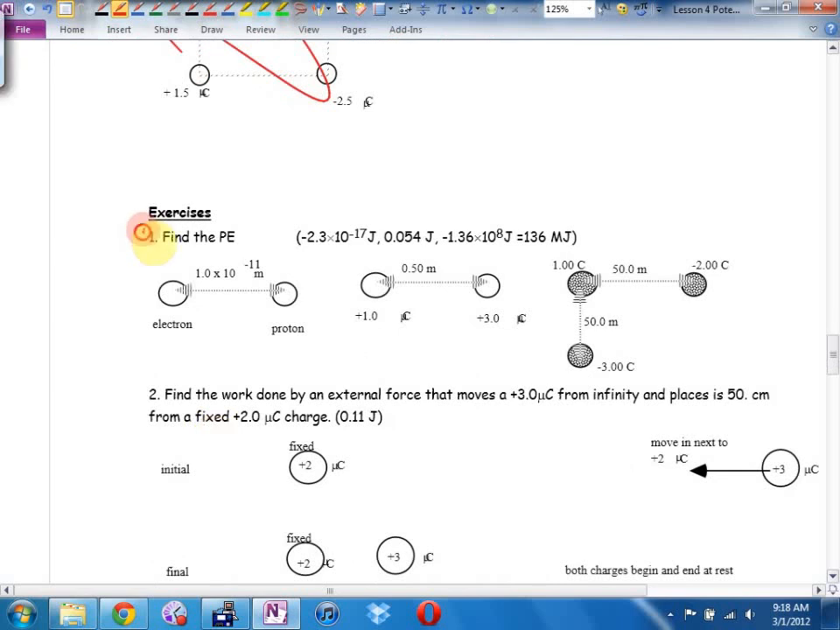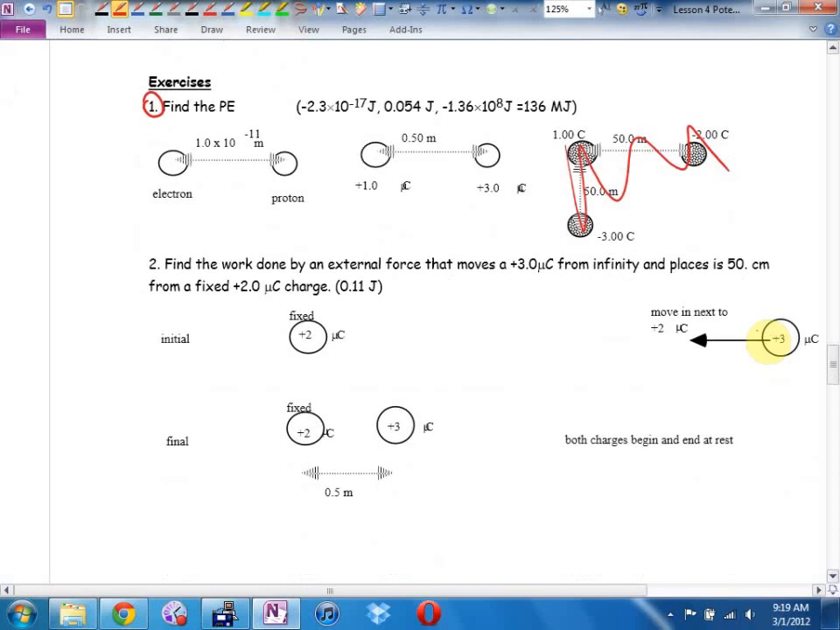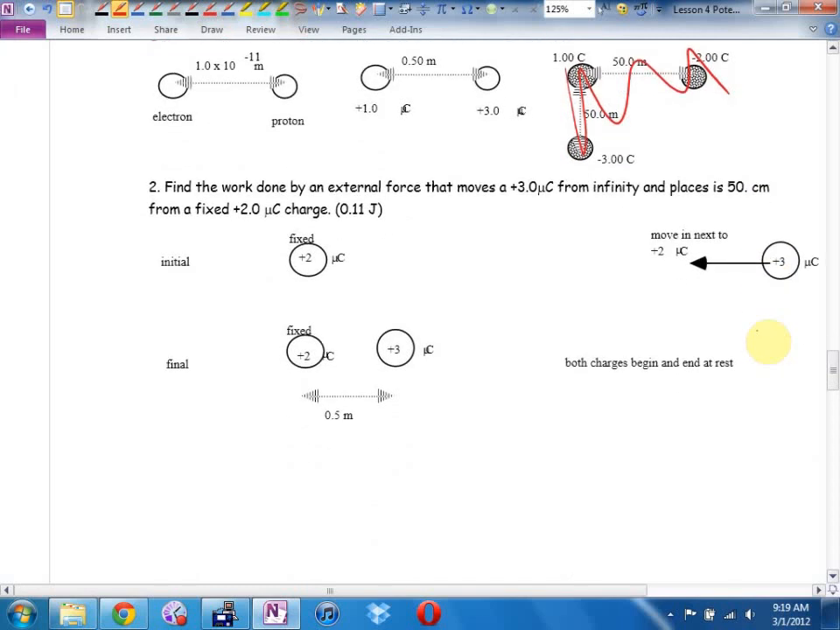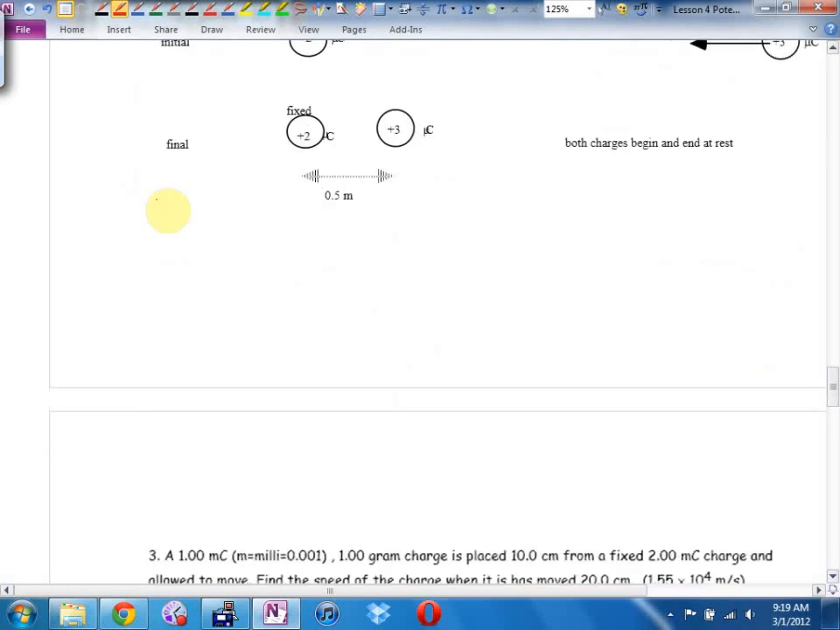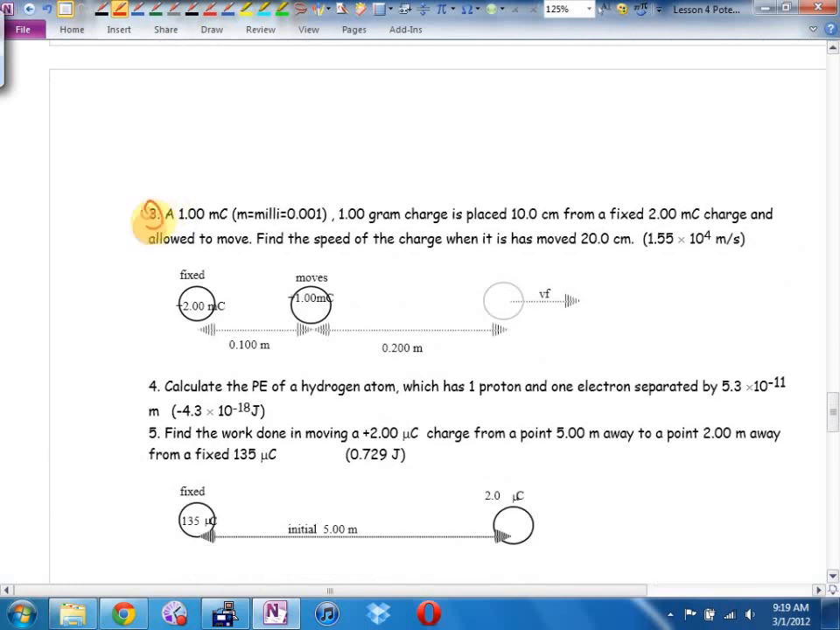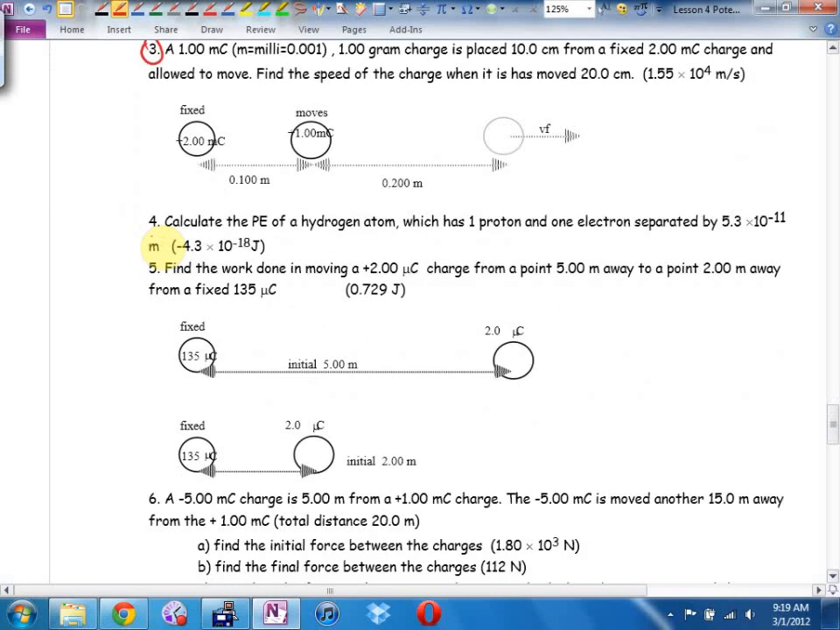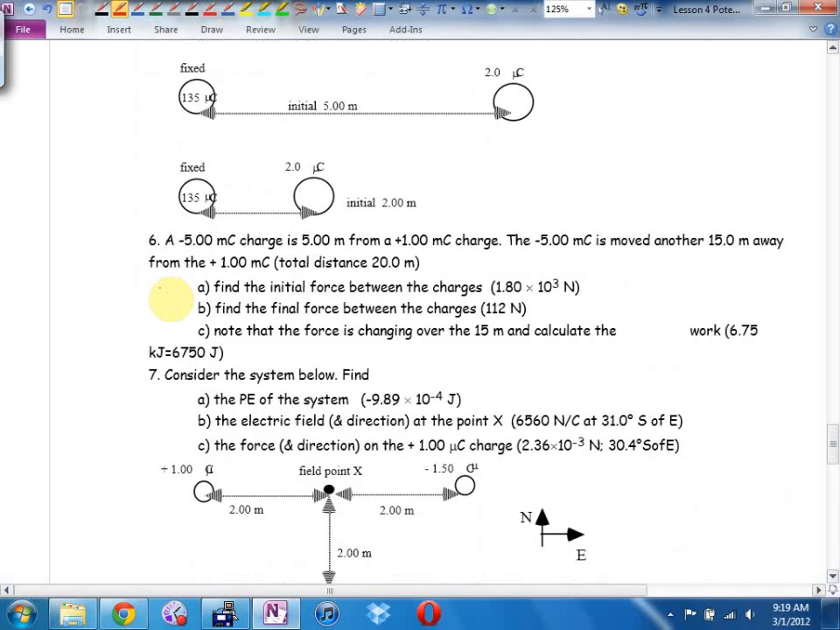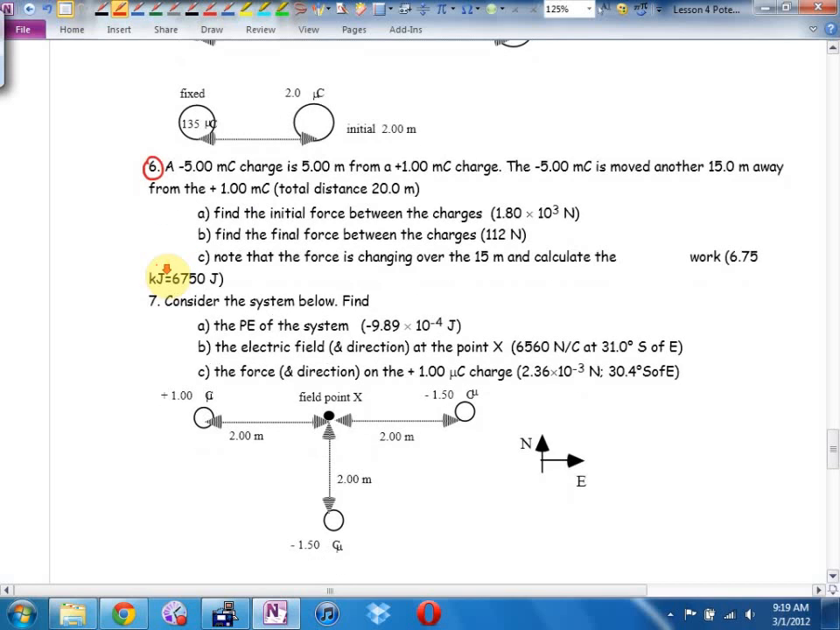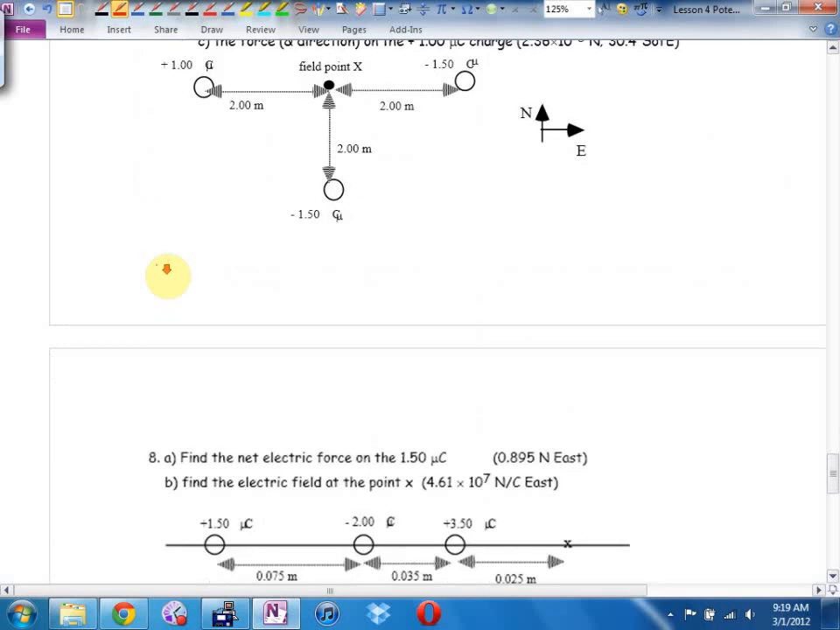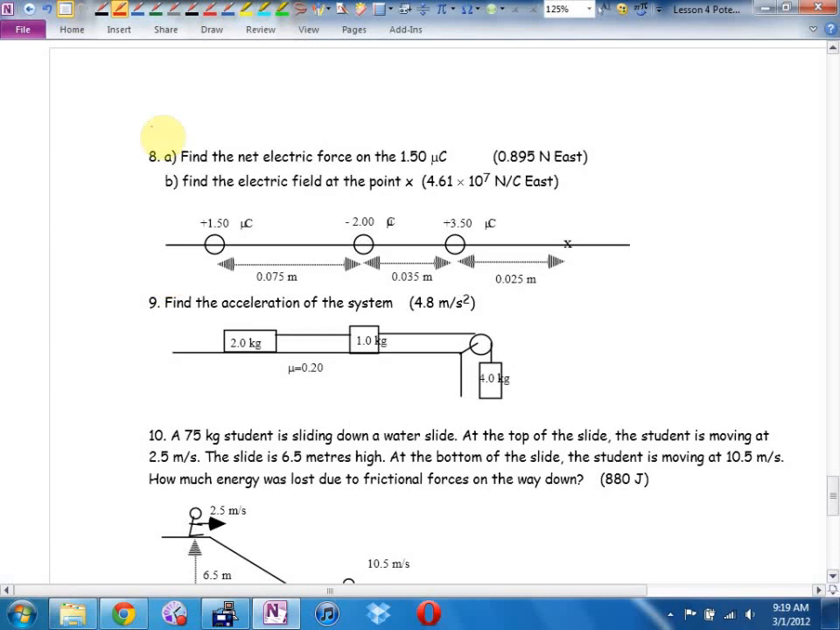Number 1, homework. Number 1, but you can skip that bad boy. Two is good. Three is good. Five is good. Six is good. Eight is good.